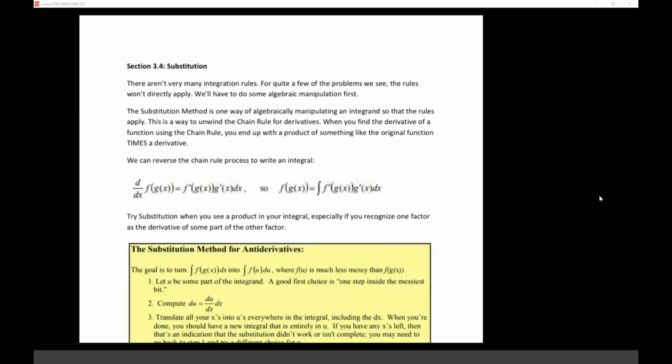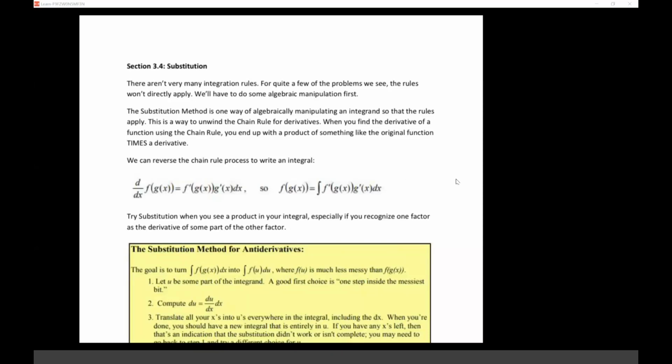Okay, so you might remember when we did derivatives, one of the things that we dealt with was a composition function. And when we differentiated it, we took the derivative of the outside function, and then we multiplied that by the derivative of the inside function. And we call that the chain rule for taking a derivative. Well, this substitution method gives us a way to, as they say here, unwind the chain rule.